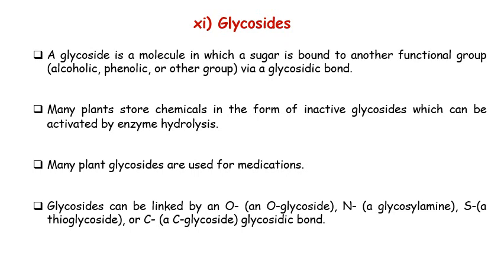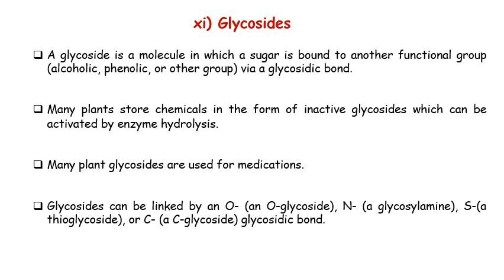Many plants store chemicals in the form of inactive glycosides, which can be activated by enzyme hydrolysis. Many plant glycosides are used for medication purposes.